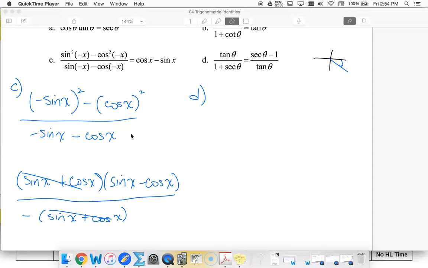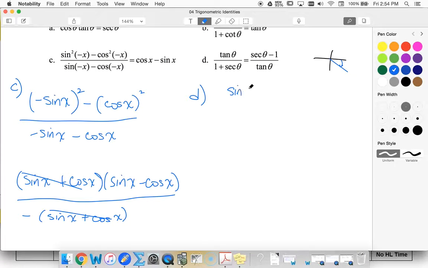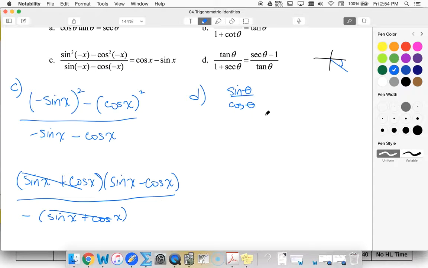All right, we've got our last example of this section, and I would say that neither one of these sides is really simpler than the other. Maybe this one is slightly simpler because it has just one quantity in the denominator, so I'll work with the more complicated side. I'm going to replace tan with sine over cosine, and then I'll replace secant with 1 over cosine.